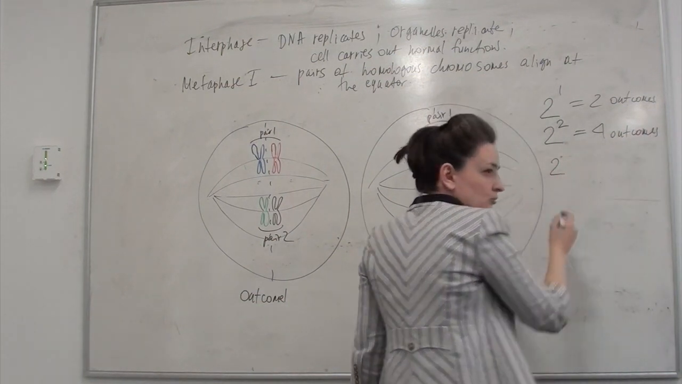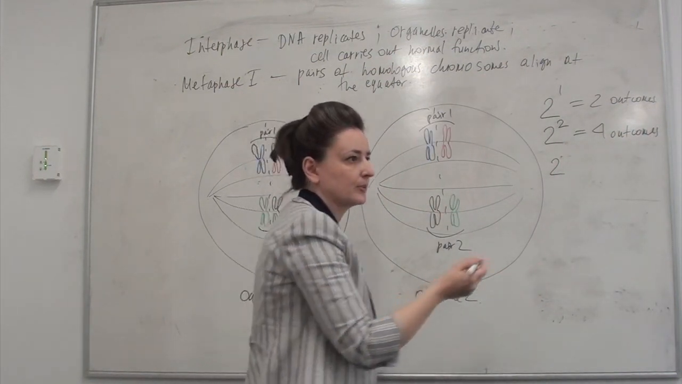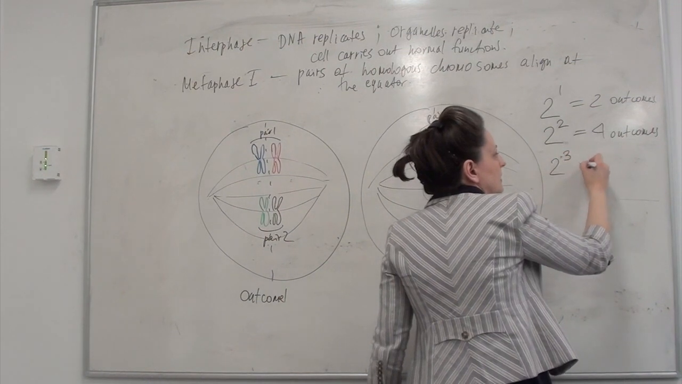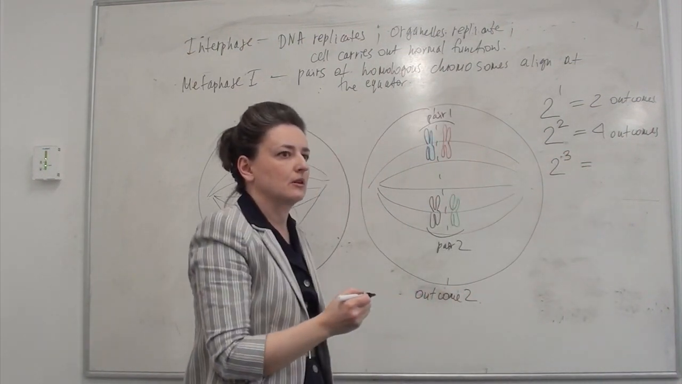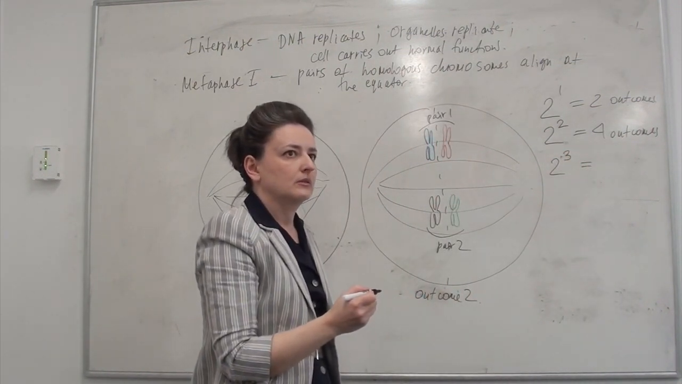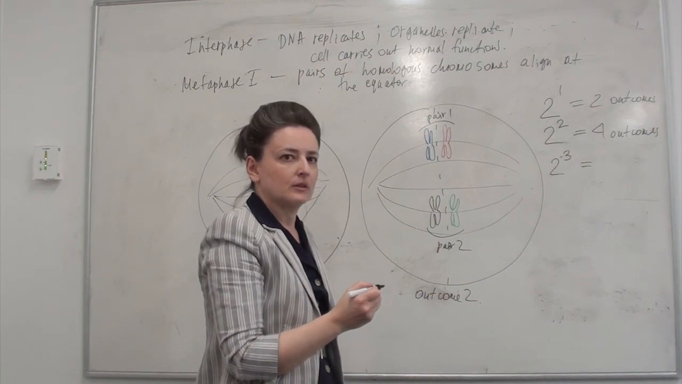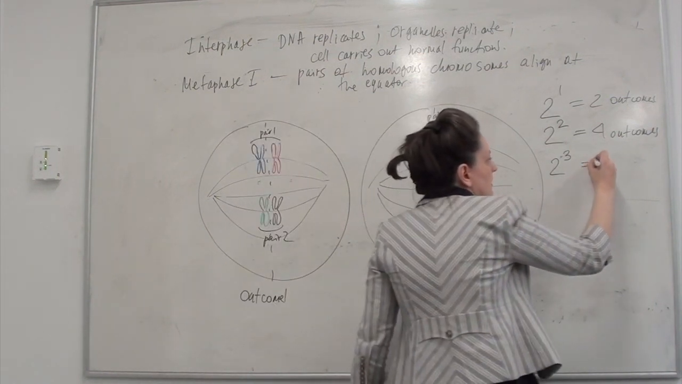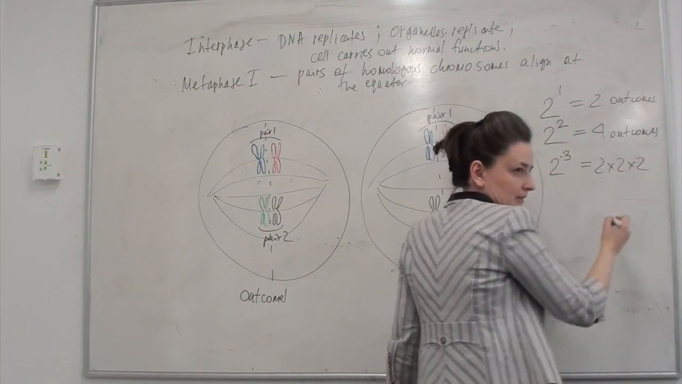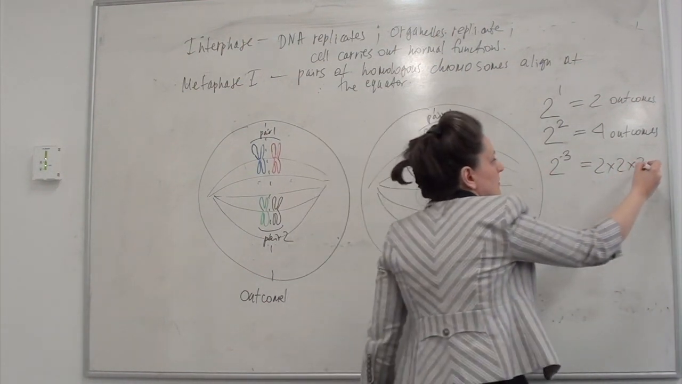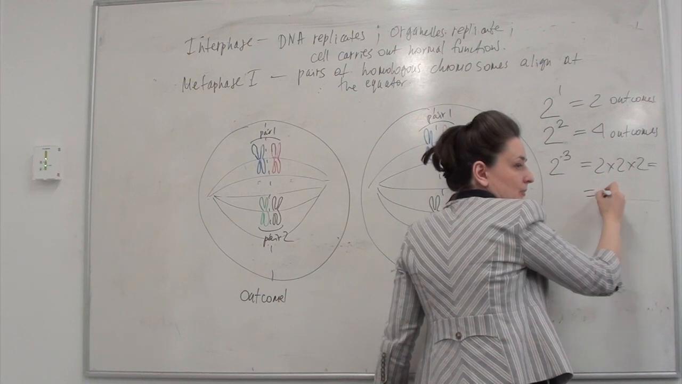If I have still two chromosomes in a pair, that hasn't changed, but now I'm playing with 3 pairs of chromosomes, how many outcomes is that going to be? 2 times 2 times 2, so it means 8.